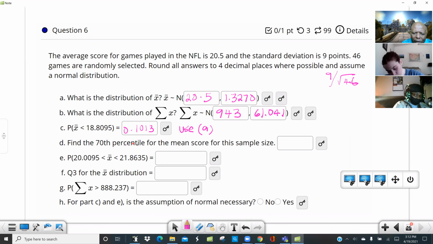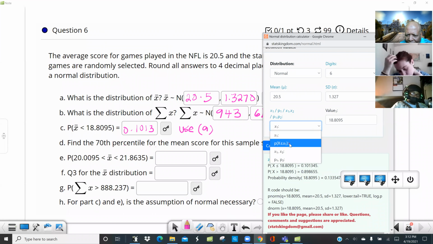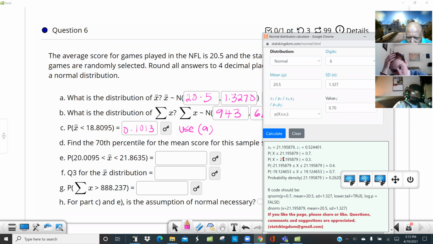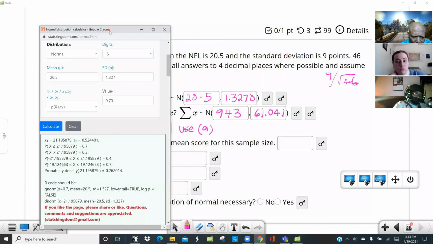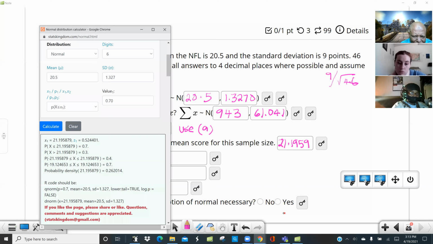Find the 70th percentile for the mean for this sample size, where 70th percentile means you go for the second option. And then put in here a value of 0.70, and it is 21.1959.